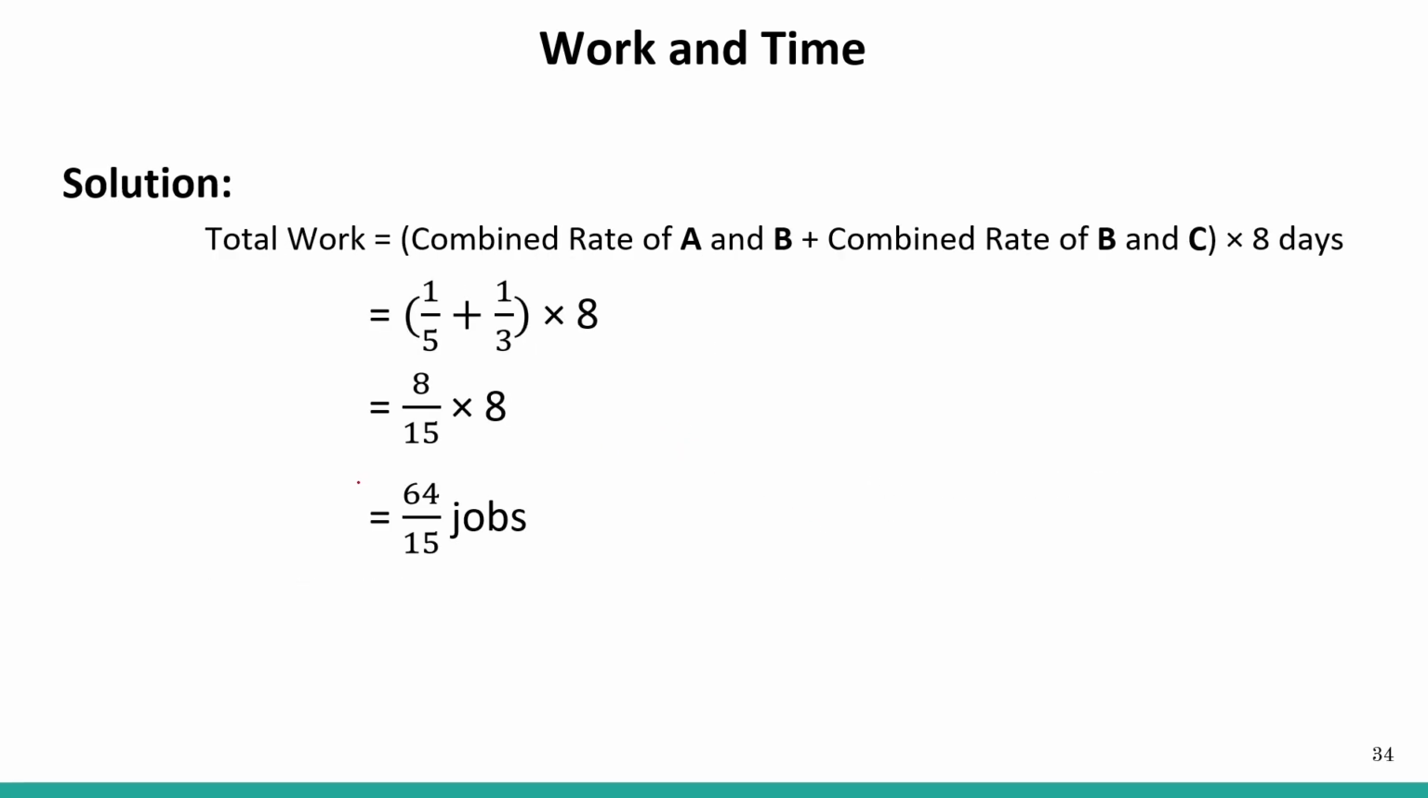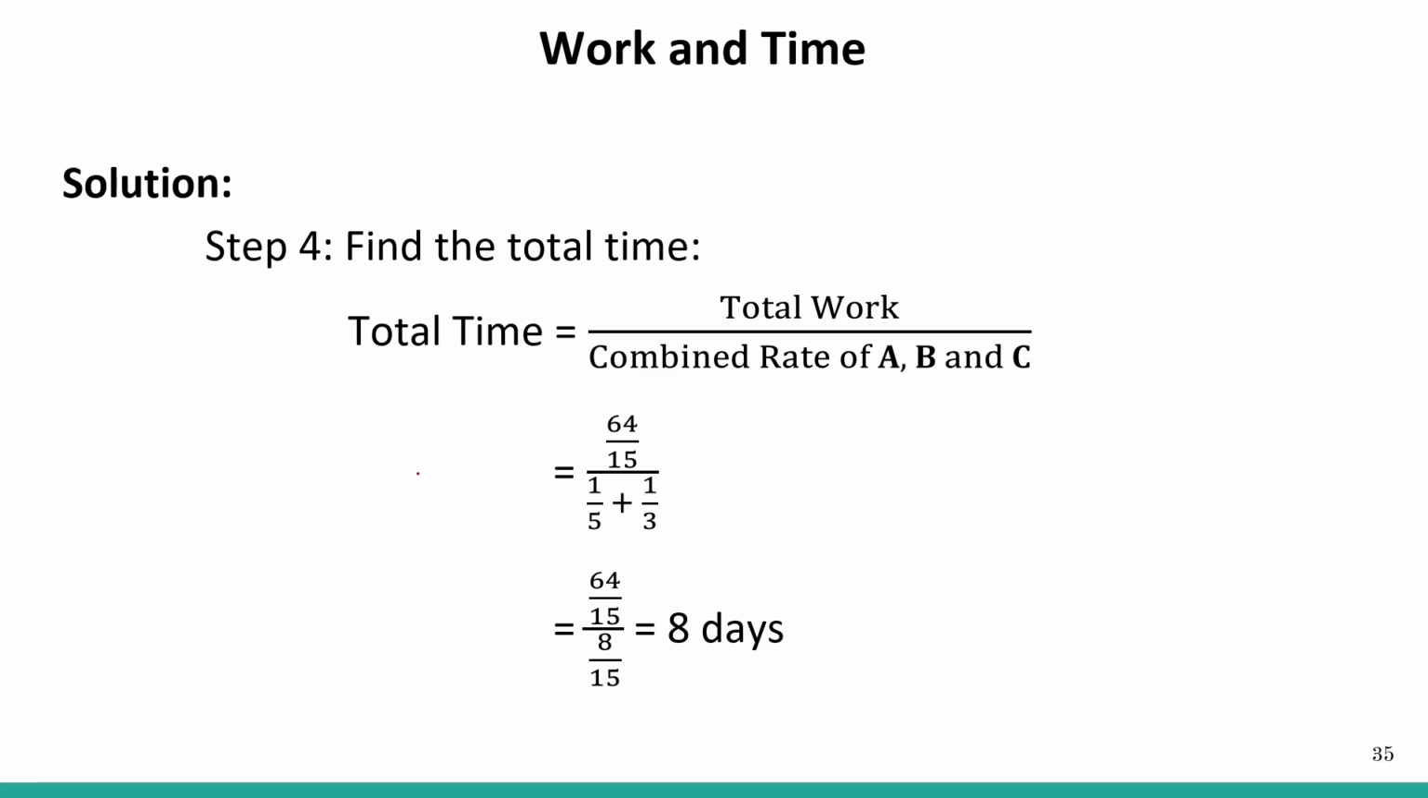Total work is equal to combined rate of A and B plus combined rate of B and C, right, into 8 days. So 1 by 5 plus 1 by 3 into 8. Because in 1 day they finish this much, they finish this much. So 8 by 15 into 8 is equal to what? 64 by 15 jobs.